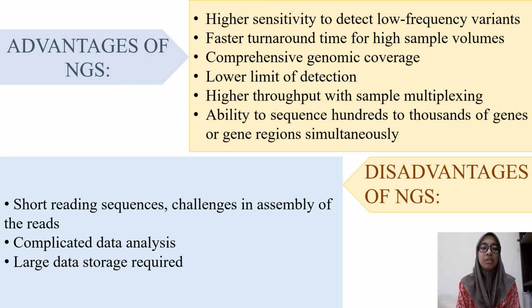So the advantages of NGS is higher sensitivity to detect low frequency variants, fast turnaround time for high sample volumes, comprehensive genomic coverage, lower limit of detection, higher throughput with sample multiplexing, and ability to sequence hundreds to thousands of genes or genes region simultaneously. For the disadvantages of NGS, short reading sequence, the challenges in assembly of the reads, complicated data analysis, and large data storage required.